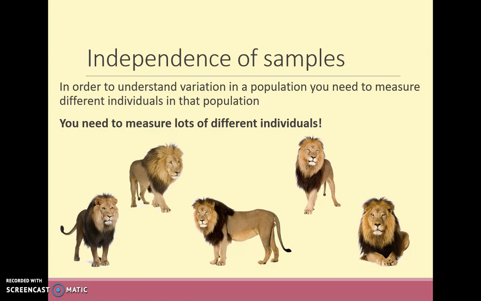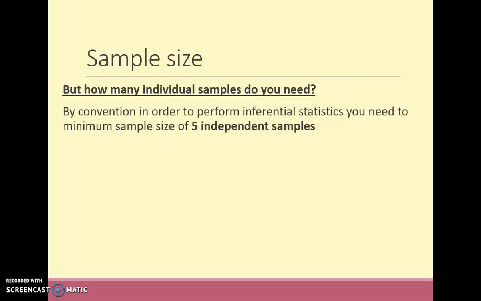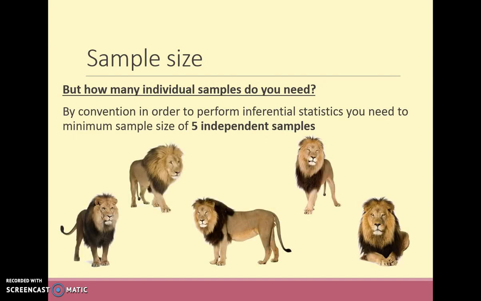How many individuals we have in this subsample is also quite important. But how many samples do we need in order to make inferences about a population? Well, by convention, in order to perform inferential statistics, you need to have a minimum sample size of 5 independent samples. Okay, so we need to go out and measure 5 individuals.